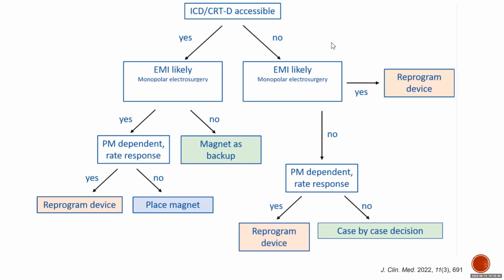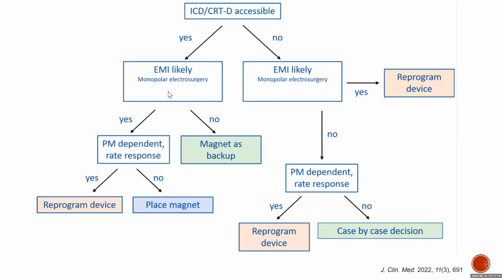So this is one of the algorithms you could use. If you have someone going for surgery with a device, you ask yourself, can we access the device or not? Meaning, if the surgical field is around the device, or it's cardiac surgery, you're not going to be able to apply magnets. But abdominal surgery, you can. So if you can access, yes.